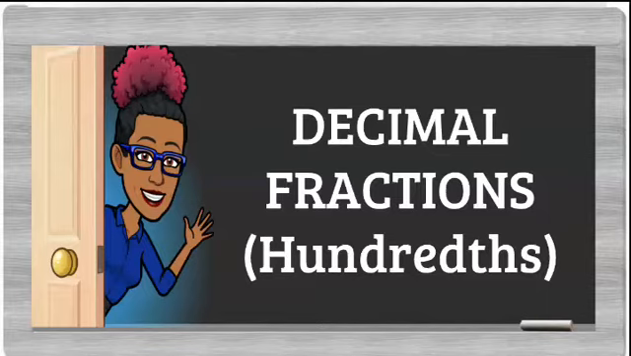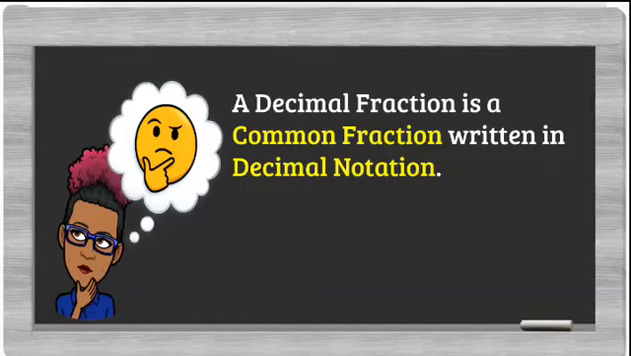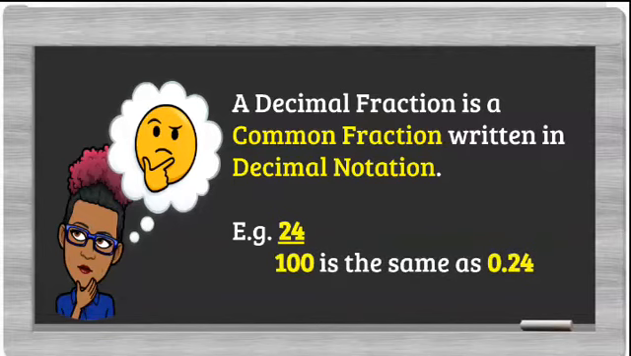Welcome to our decimal fractions lesson where we will be looking at hundredths. A decimal fraction is a common fraction written in its decimal notation, or we can call it a decimal form. Example, 24 hundredths is the same as 0.24.